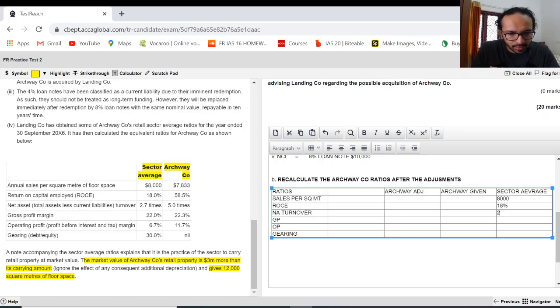Sector average: 8,000, 18%, 2.7 times, 22%, 6.7% and 30%. Archway's given ratios: 7,833, 58.5%, 5 times, 22.3%, 11.7% and nil.